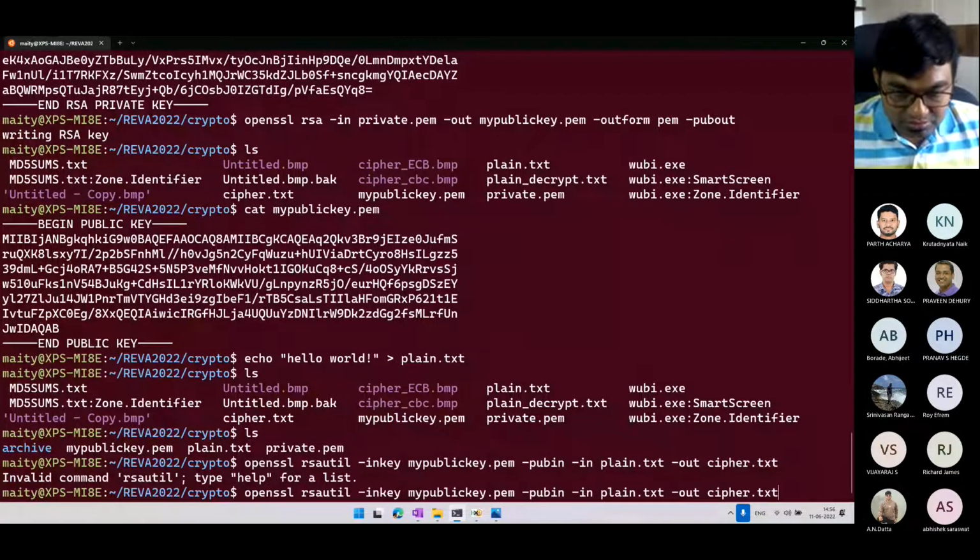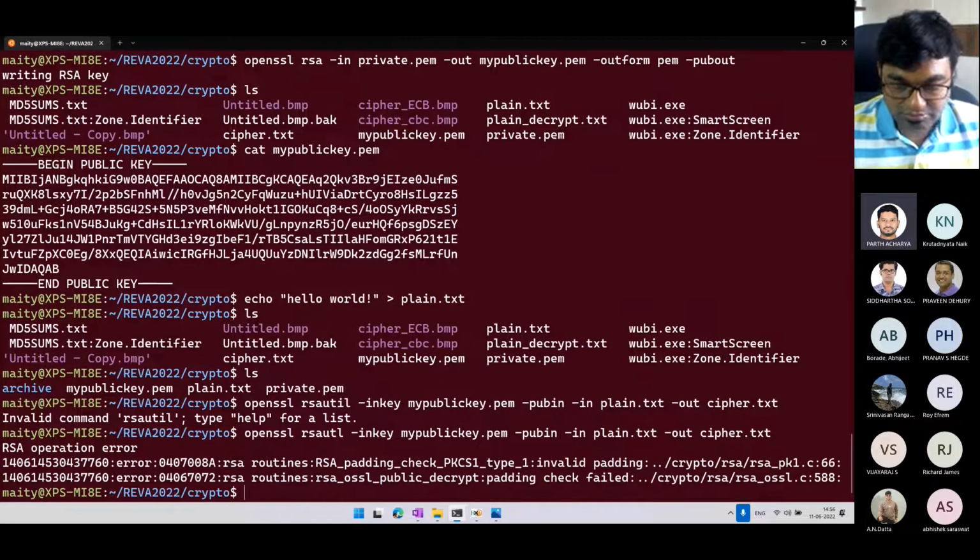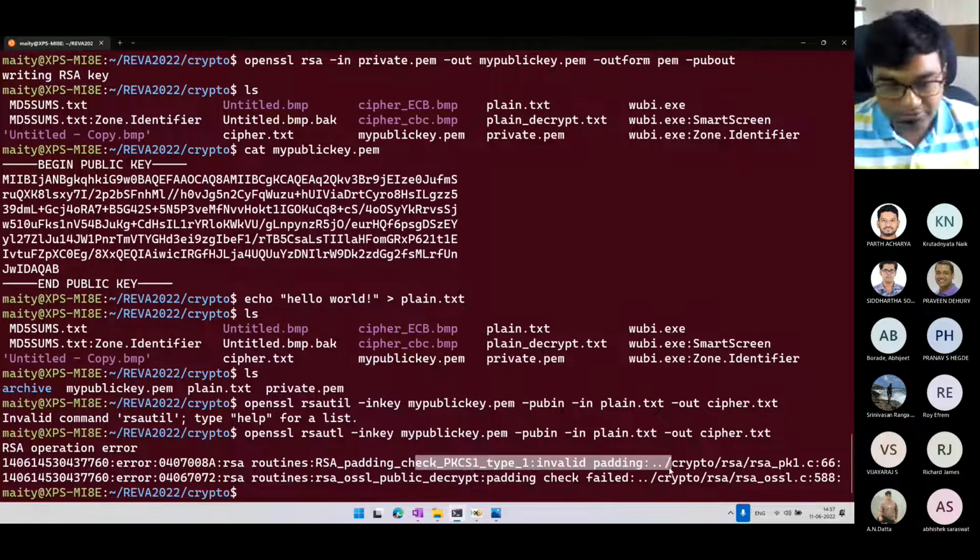Command rsa something. rsautl. I is not there. Okay, thank you. RSA operation error. Oops. Okay, padding. PKCS padding is not checking. Well, padding fine. It should.